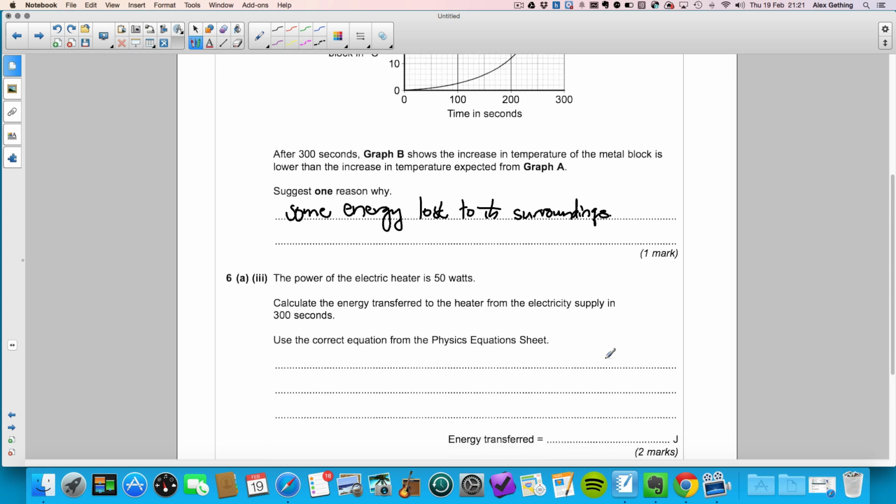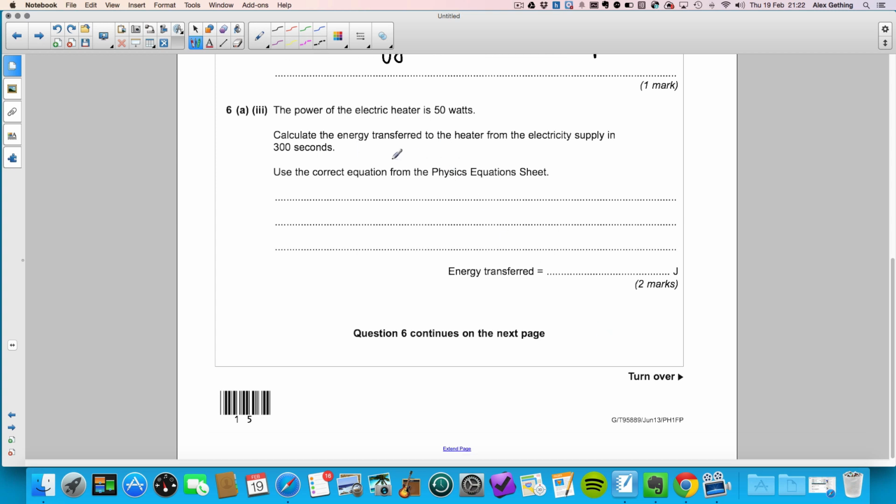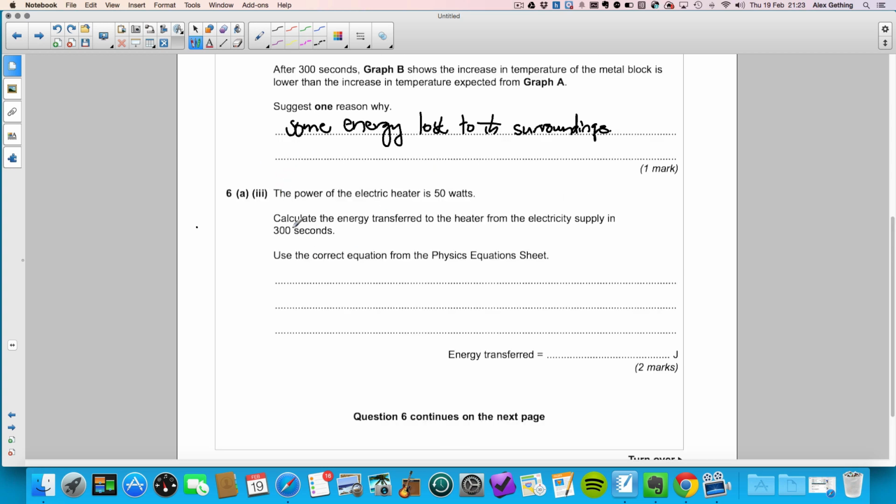A part 3. The power of the electric heater is 50 watts. Calculate the energy transferred to the heater from the electricity supply in 300 seconds. Use the correct equation once again from that physics equation sheet. And looking that up, it's going to be 300 multiplied by 50. So again, I put my workings in there, and that's going to be 15,000 joules. So I'll put that in there just to make sure we're covering that.